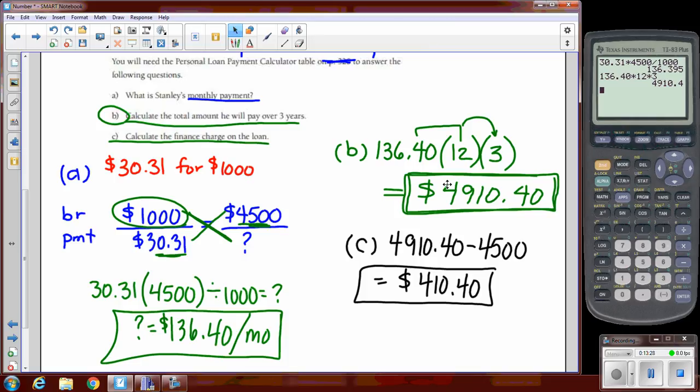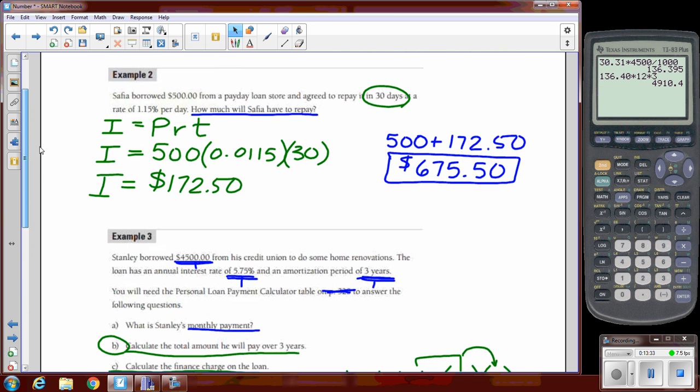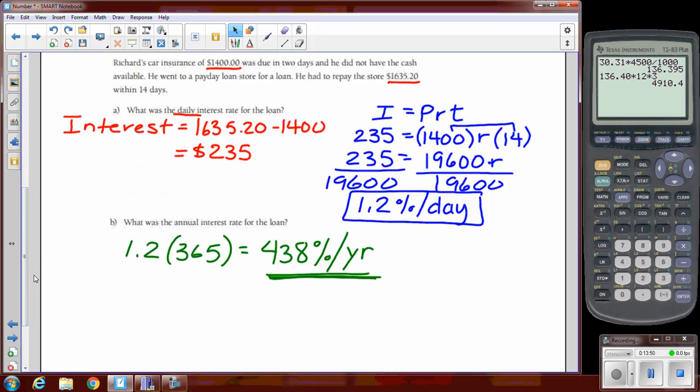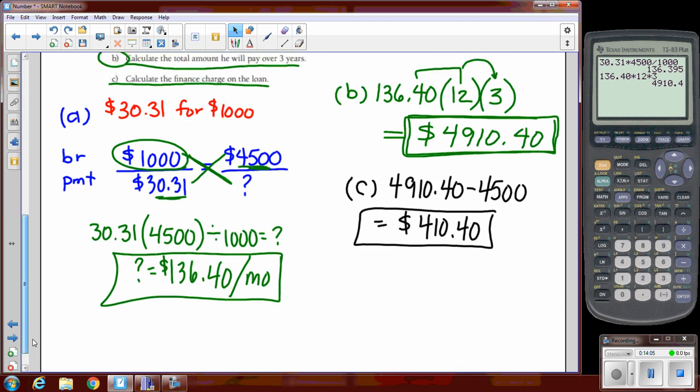And if you compare that, now this is a loan from the bank. If you compare this to how much this person had to pay back, she only borrowed for 30 days, 1 month, and the bank charged her $172 of interest. And if I go back even one more page and look at our first example, he had to pay back $235 just in 2 weeks to borrow this money from a payday loan store. So payday loan stores can end up getting you into a lot of financial problems. So the best way, if you can do it, is to actually get a loan from the bank.